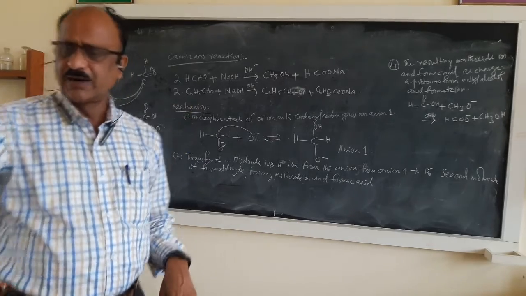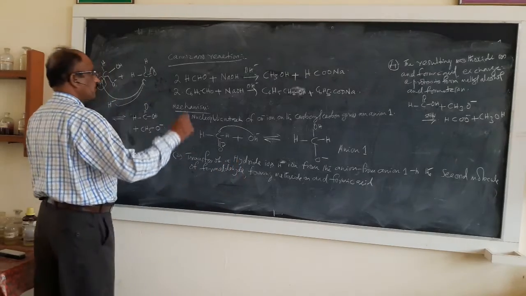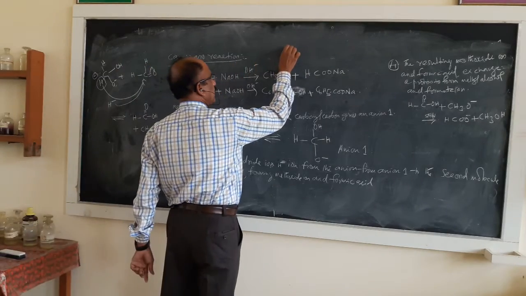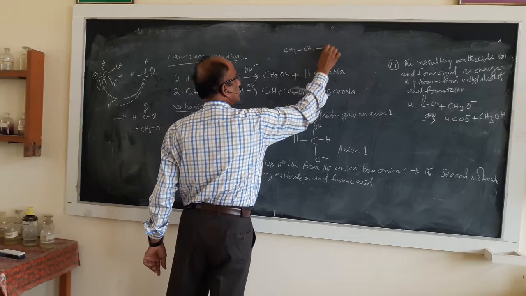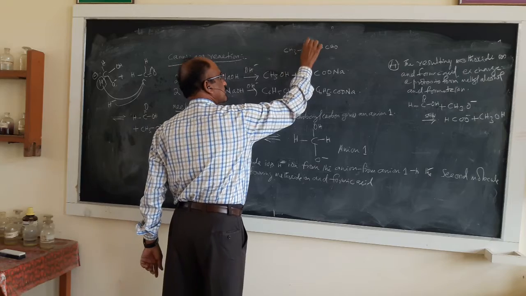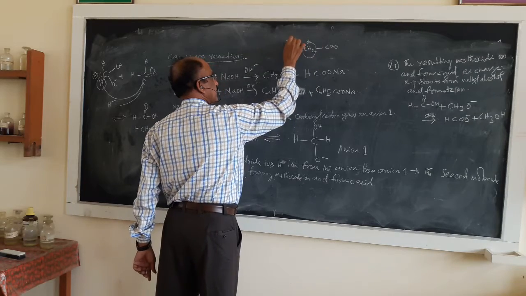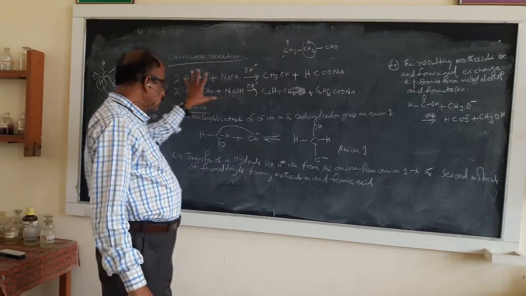What is exactly the alpha hydrogen, and the aldehydes containing no alpha hydrogen? For example, here it is CH3, CH2, CHO. If I take this aldehyde, I told you this is alpha and this is beta. Such an aldehyde will not show this reaction.